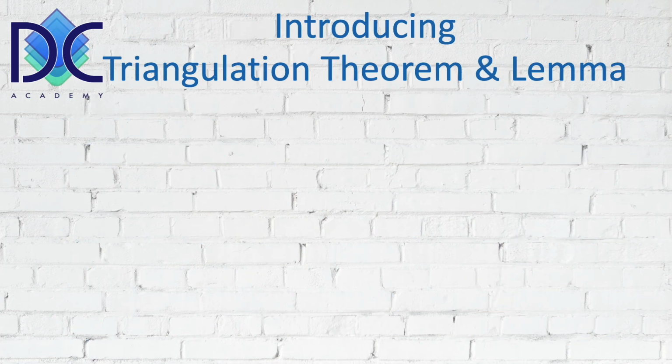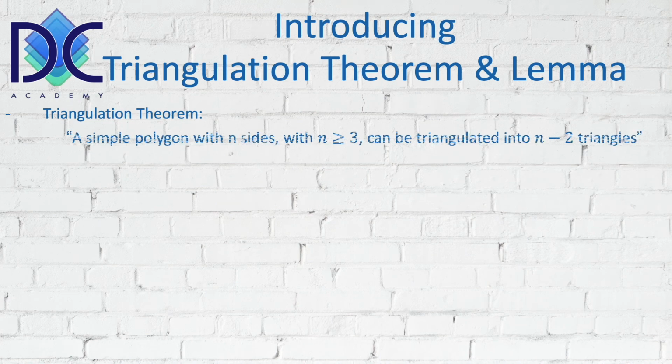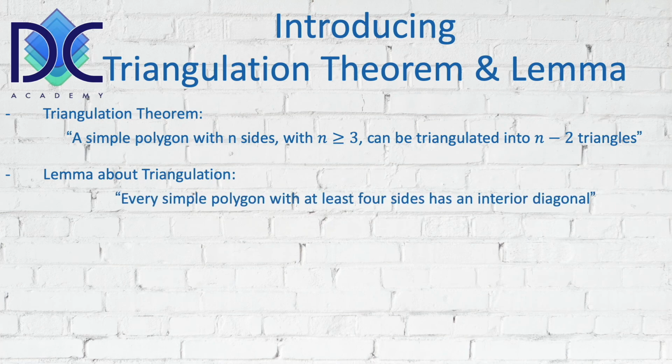Let's have a look at what we call the triangulation theorem and the accompanying lemma. The triangulation theorem states that a simple polygon with n sides, with n larger than or equal to 3, can be triangulated into n-2 triangles. There is also a lemma about triangulation, which says that every simple polygon with at least 4 sides has an interior diagonal.